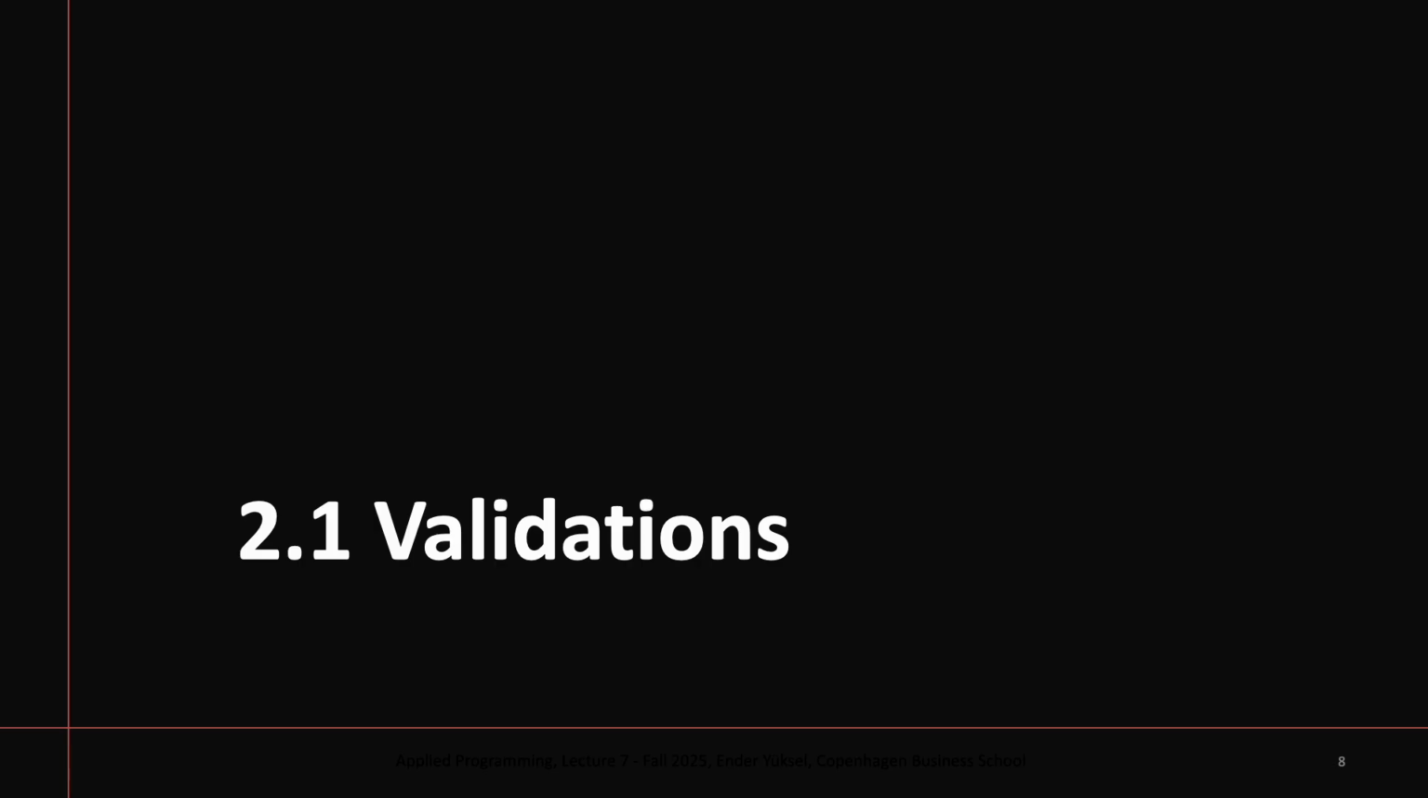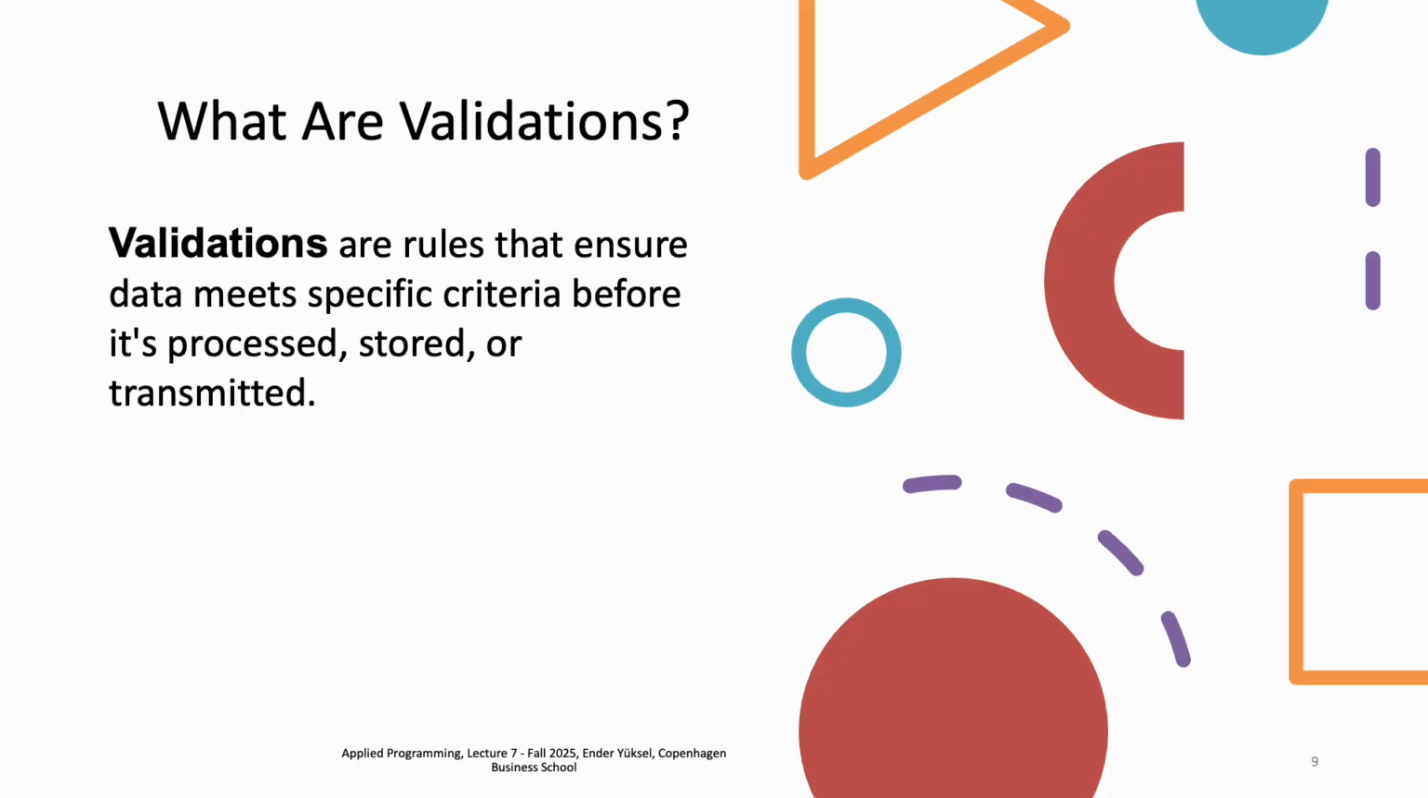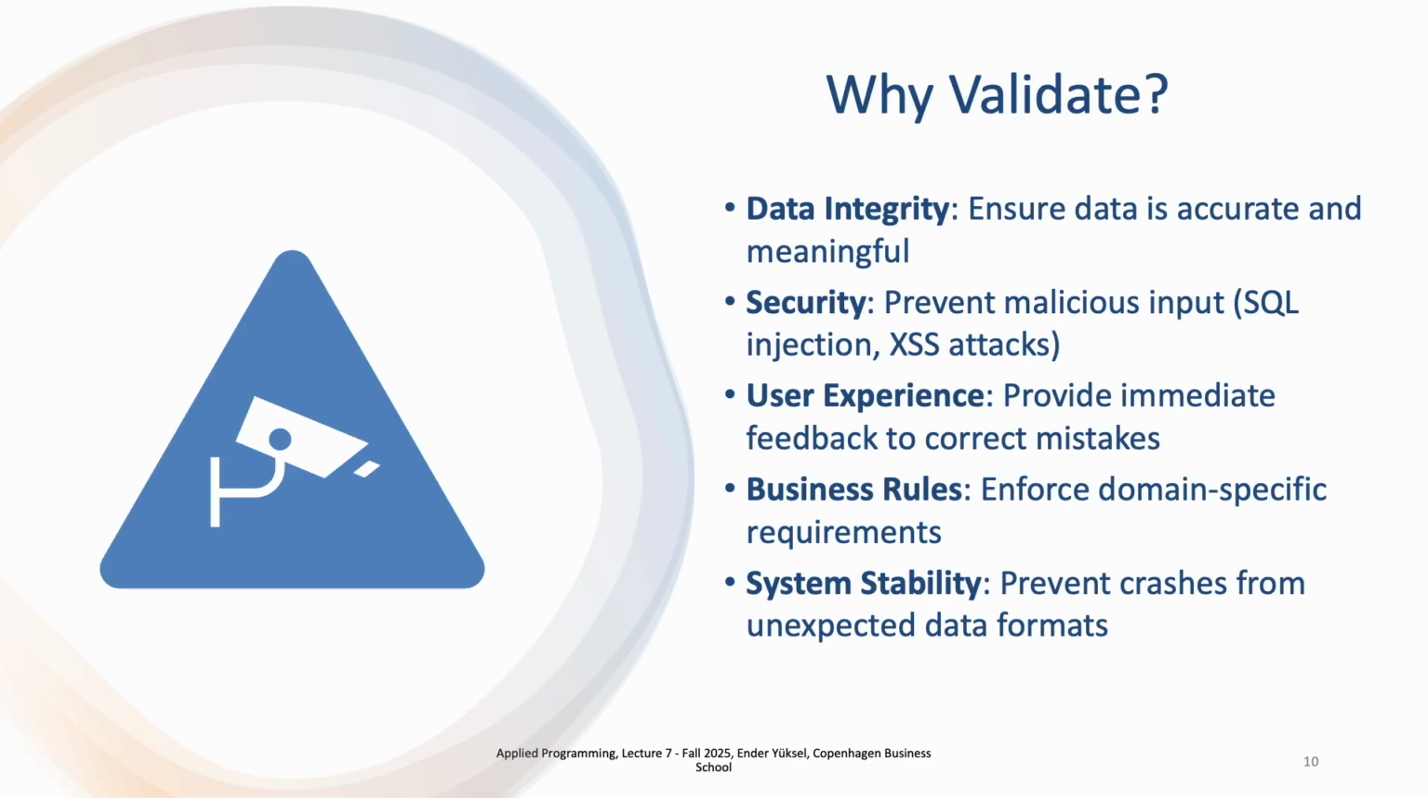First part of the theory, let's look into validations. What are validations? Validations are rules that ensure data meets specific criteria before it's processed, stored, or transmitted. Why do we validate? There are different reasons. For example, data integrity. We would like to ensure data is accurate and meaningful.